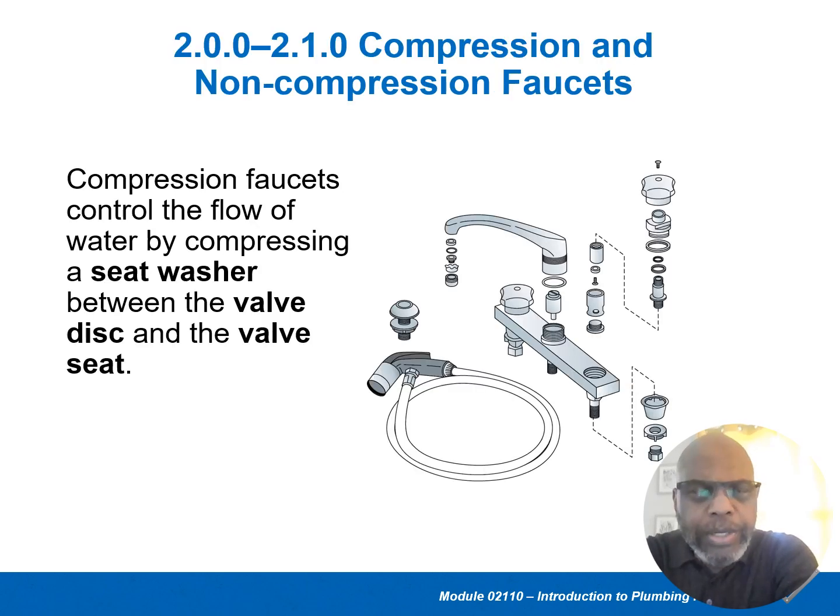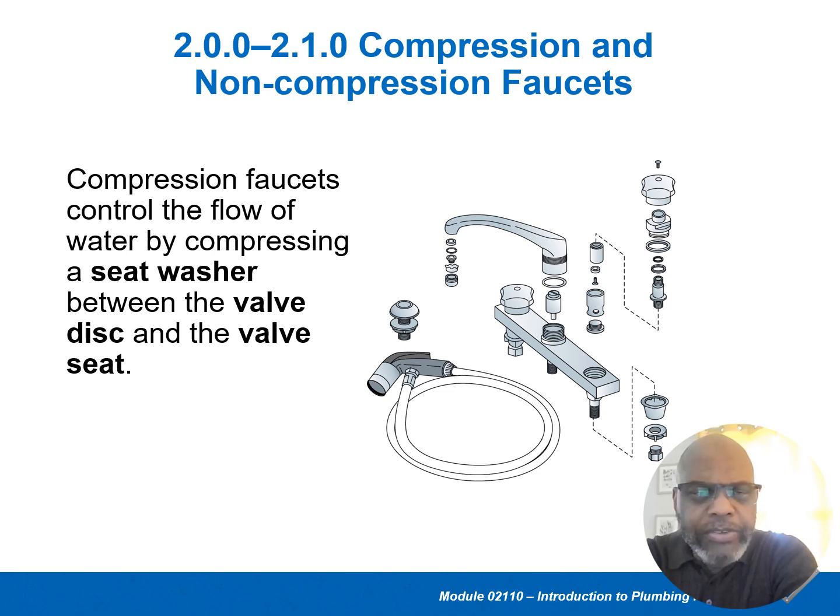Of course, we know there are many different types of faucets, but this is what we call a compression faucet. It controls the flow of water by compressing the seat washer. This is really old technology, and we don't see these faucets that much. In commercial applications, we do. In residential, you don't see too many compression faucets. In old houses, this was the way faucets were put together, and the way they stopped the water from continuing to leak from the faucet itself.